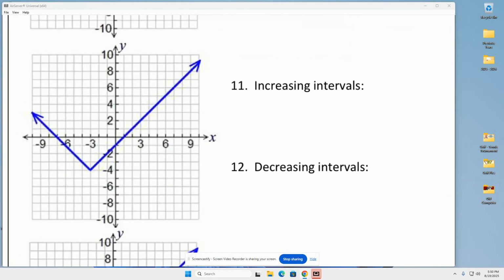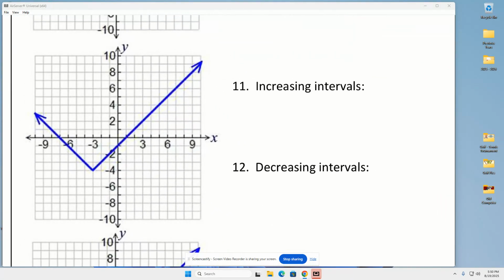Okay, increasing. Again, from left to right, clearly, it's going up from here on. Well, what x value did it start doing that from? Right here at -3. And it increased forever to the right.